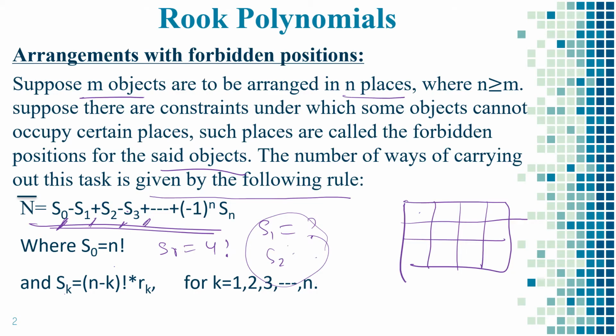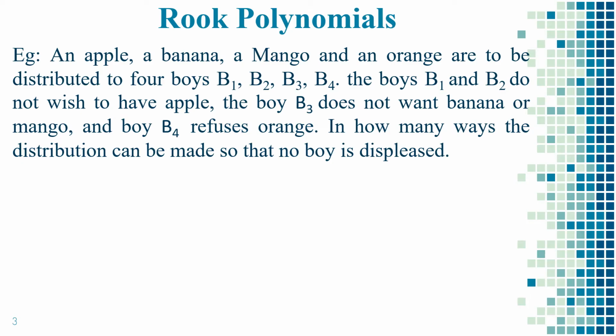So let's understand this thoroughly by using an example. Consider the example: an apple, a banana, a mango, and an orange are to be distributed to 4 boys B1, B2, B3, B4. The boys B1, B2 do not wish to have apple. Boy B3 does not want banana or mango, and boy B4 refuses the orange. In how many ways can the distribution be made so that no boy is displeased?